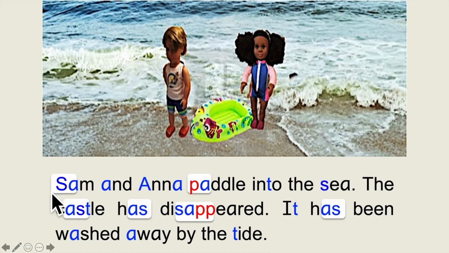Let's try that again. Sam and Anna paddle into the sea. The castle has disappeared. It has been washed away by the tide. Well done.